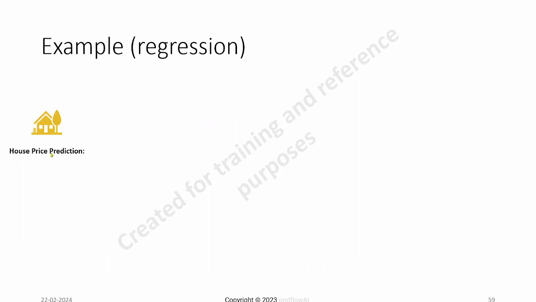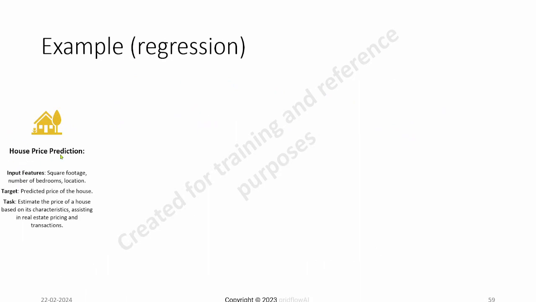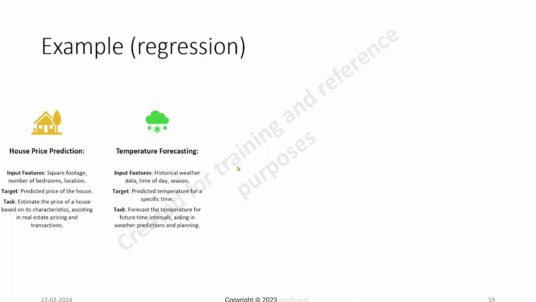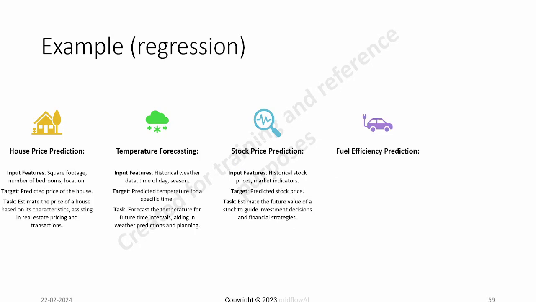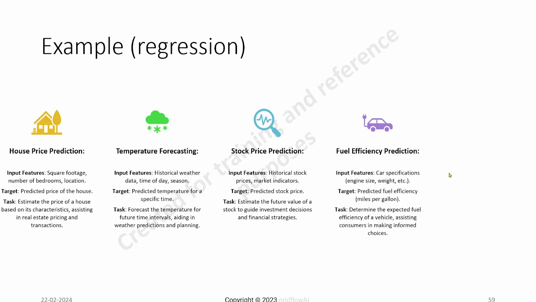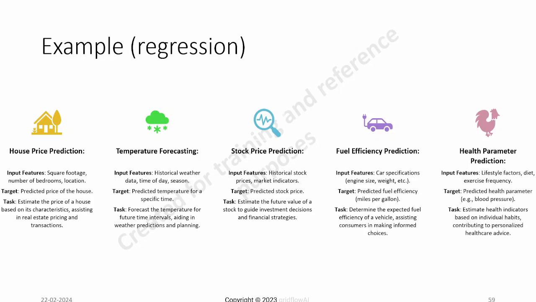Regression problem examples would be house price, a numerical value we're trying to predict here. And then temperature forecasting would be another example of a regression problem. Stock market or stock price prediction can be another example. Fuel efficiency again deals with numerical values. So that would be a regression problem. Health parameter prediction, another example of regression.